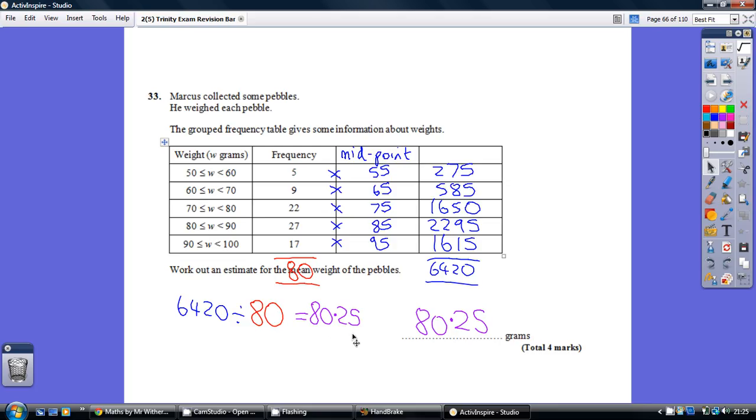Now, really important point right at the end, you must put down 80.25 as your estimate, okay? Estimate in this context of question doesn't mean that you say, oh, let's just call it 80. The estimating has come earlier on when you said, well, I'm going to have to assume that they all weigh the midpoint. The estimate does require you to keep your accuracy right to the end.